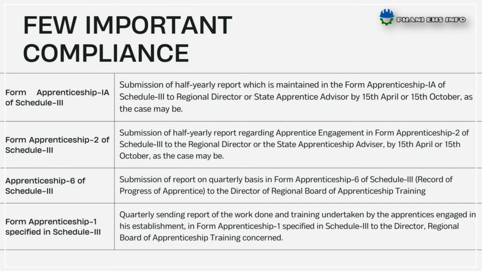Submission of report on quarterly basis in form Apprenticeship 6 of Schedule 3, Record of Progress of Apprentice, to the Director of Regional Board of Apprenticeship Training. Quarterly sending report of the work done and training undertaken by the apprentices engaged in his establishment, in form Apprenticeship 1 specified in Schedule 3 to the Director, Regional Board of Apprenticeship Training concerned.